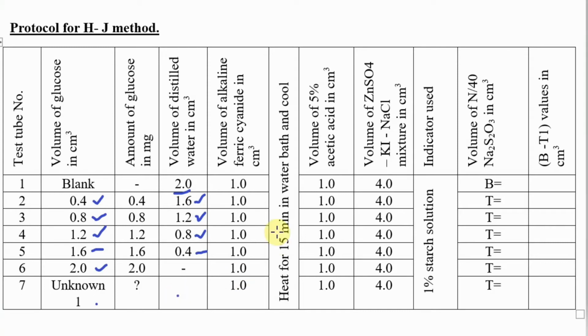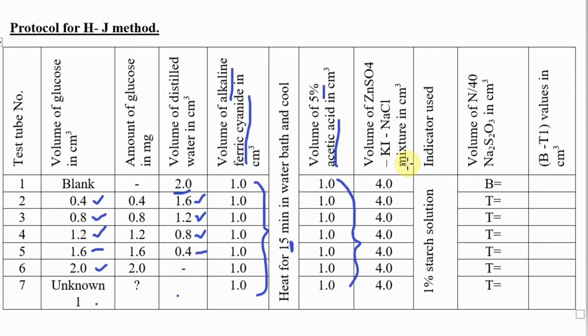In the seventh test tube, you will be given the unknown solution mixed with water by your external examiner. Once you have added both glucose and water, we will add about 1 ml of potassium ferricyanide solution to each of the test tubes. That is nothing but the alkaline ferricyanide solution. After that, we will keep all the test tubes in a water bath for about 15 minutes. After 15 minutes, we'll take the test tubes out of the water bath and let them cool. Then, once cooled, we'll add 1 ml of 5% acetic acid solution, and to that we'll add 4 ml of zinc sulfate, potassium iodide, sodium chloride solution.